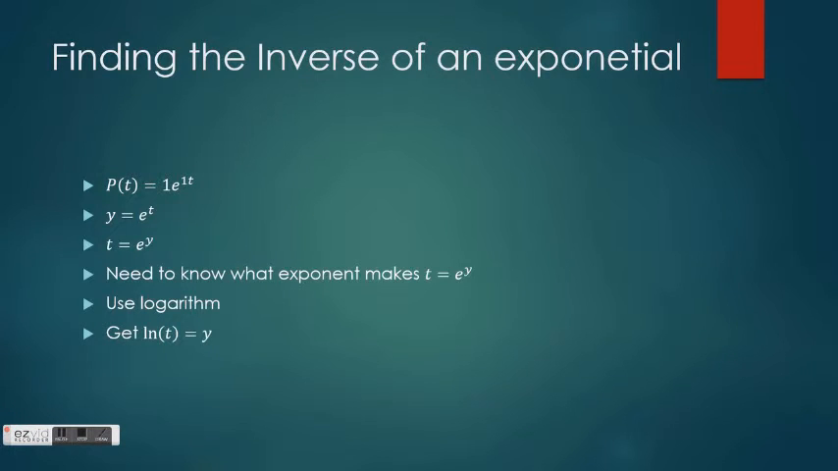So whenever you're taking the natural log of something, you're looking for an exponent. And of course, this is going to be a function. So make sure that final step, p inverse of t, is equal to the natural log of t. It's a p, not an f, because our original function was p of t.